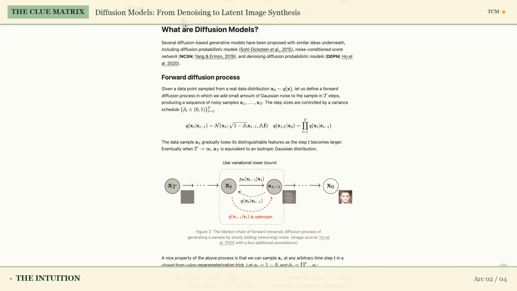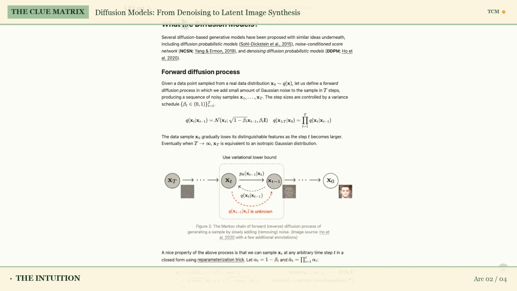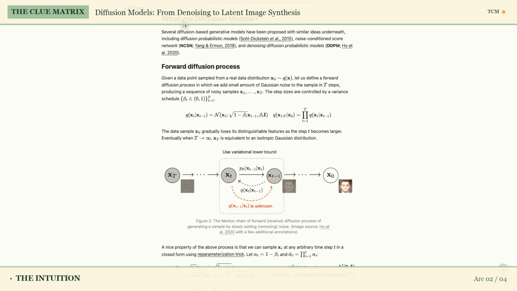Yes, the reverse diffusion process. If we can learn to accurately predict q of xt minus 1 given xt, that is, what the image looked like one step before it got noisier, we can go from pure noise back to a clean image. This is the generative part.